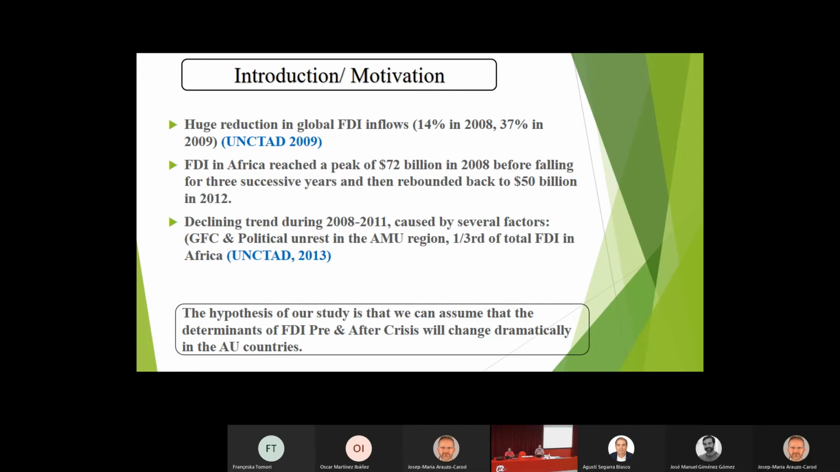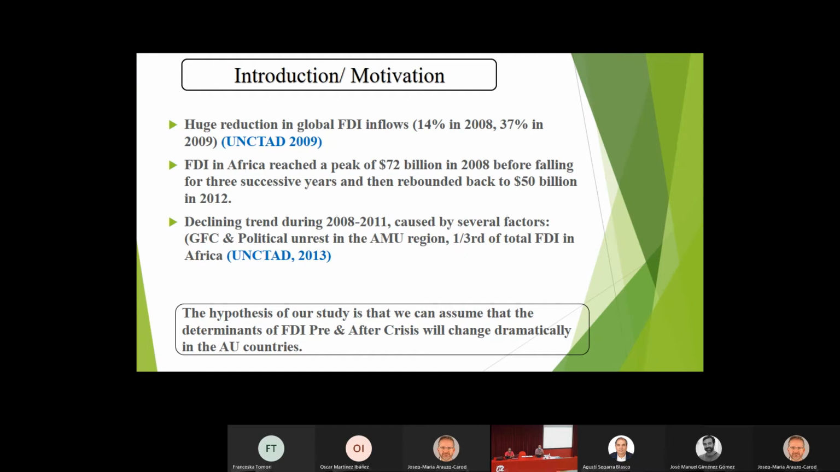The motivation for this chapter: a huge reduction in global FDI inflows, 14% in 2008 and 37% in 2009. FDI in Africa reached a peak of 72 billion in 2008 before falling for three successive years, and then rebounded to 50 billion in 2012. After the global financial crisis, two or three years were affected. The declining trend during 2008-2011 was caused by several factors.